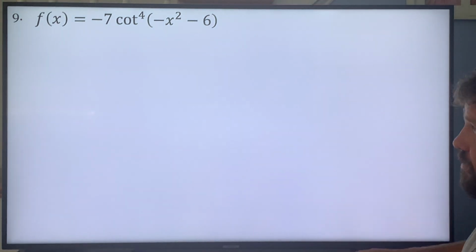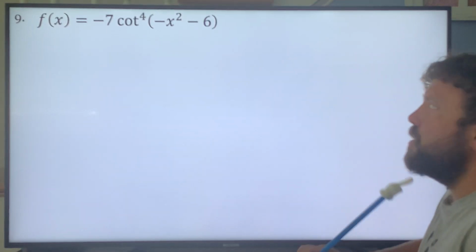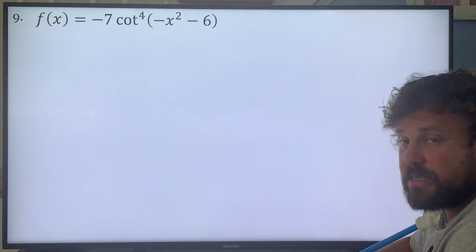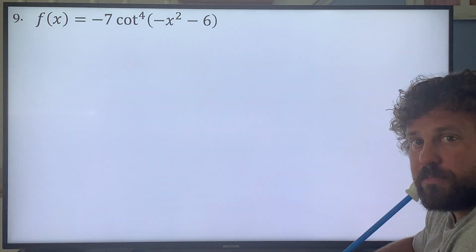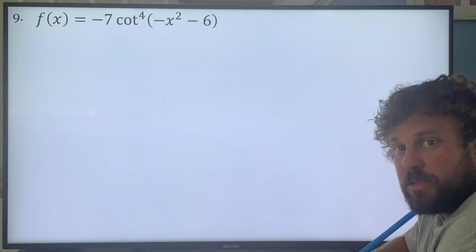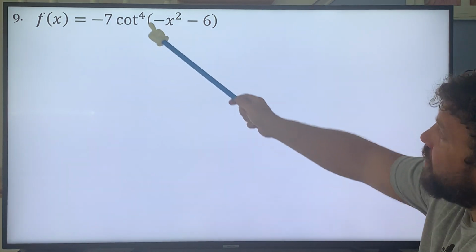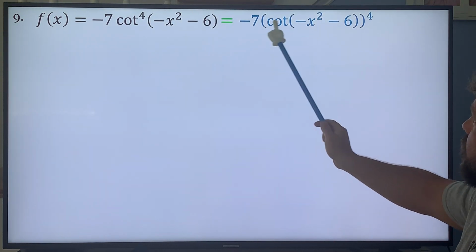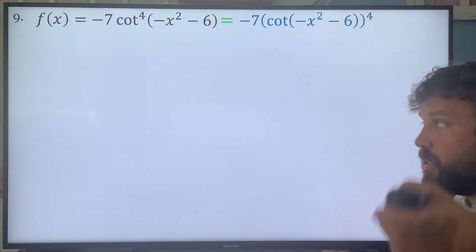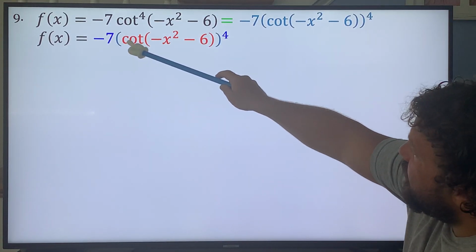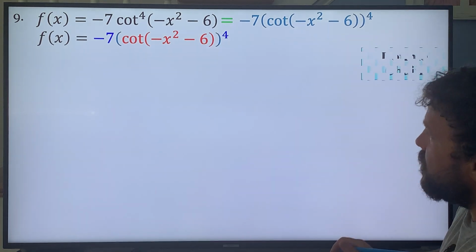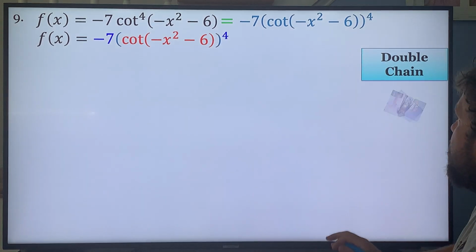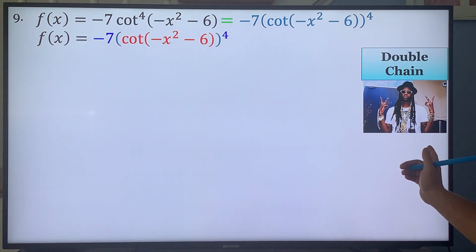We're making some good progress here, right? This review usually takes like 2 days in class. Negative 7 cotangent to the fourth of negative x squared minus 6. What do you think we're using? Well, this cotangent to the fourth means it's negative 7 times cotangent of negative x squared minus 6, all to the fourth power. So now what do you think we're using? Chain rule. The inside, cotangent of negative x squared minus 6, is your u. We're actually using the double chain. And then you're going to have to find the chain of this inside. It's back. Always comes back.